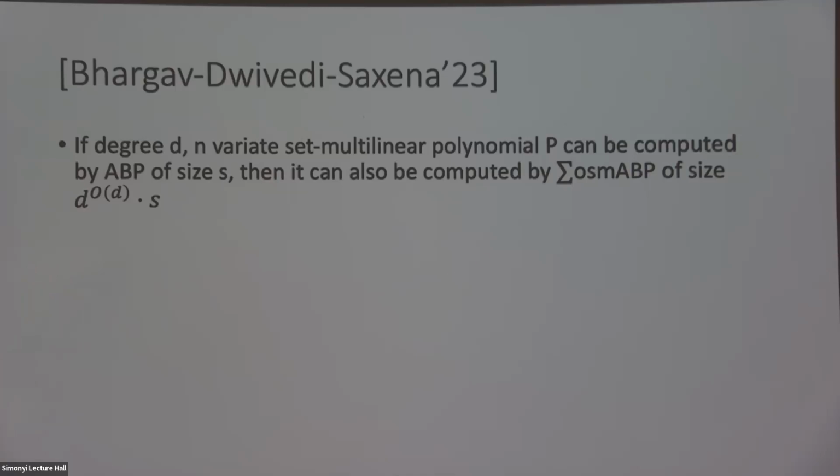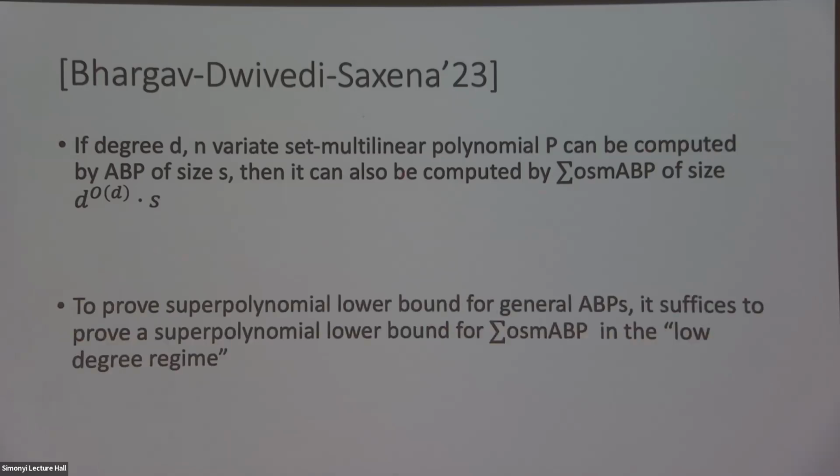So this class now sits between set multilinear branching programs and ordered set multilinear branching programs. Because it is not one ordering, it's a sum of orderings, but together they sit within, this whole class is within set multilinear branching programs, or set multilinear VBP, as I call it. So this class is very interesting. So we started looking at this class.